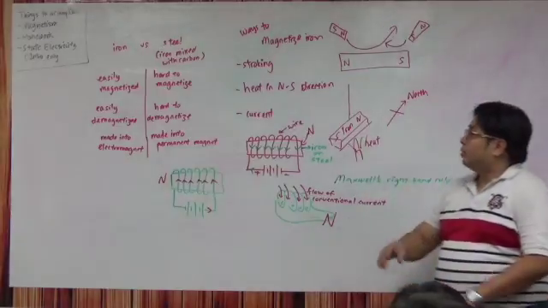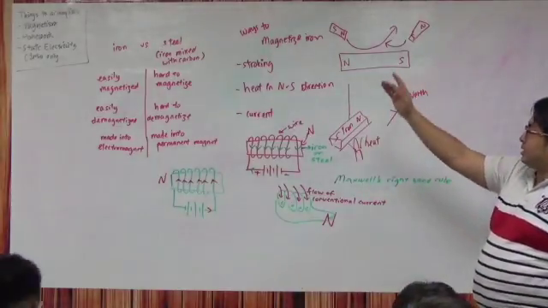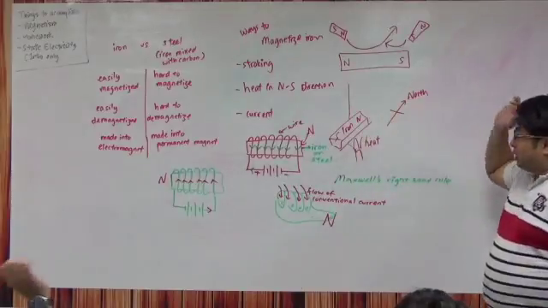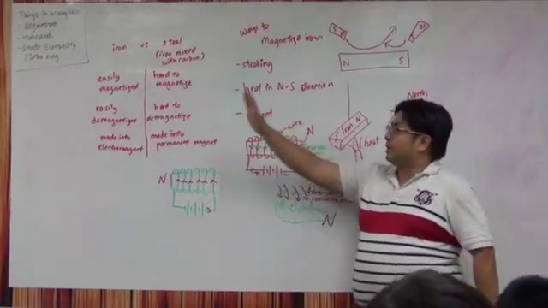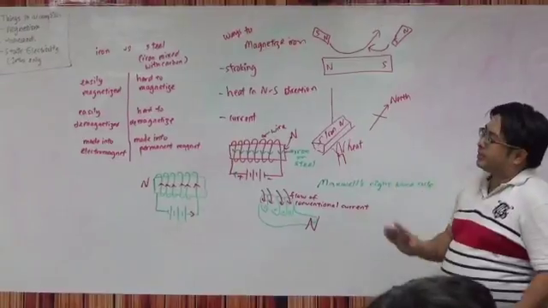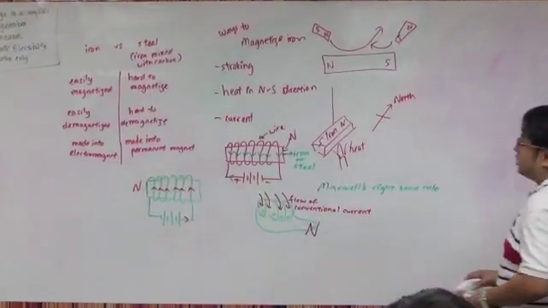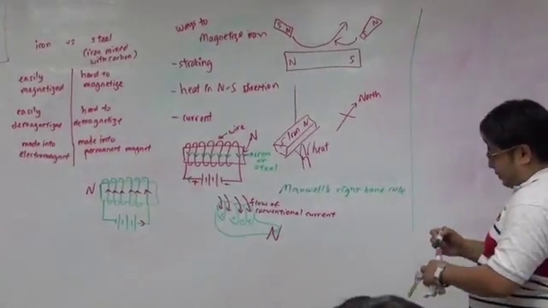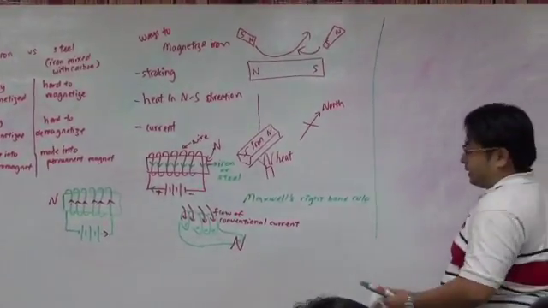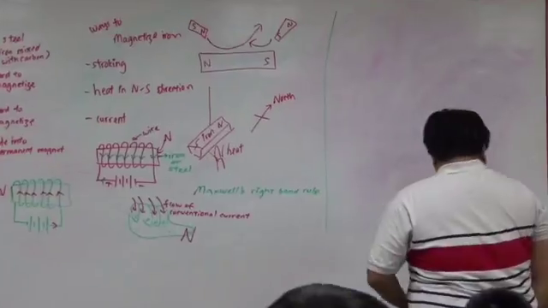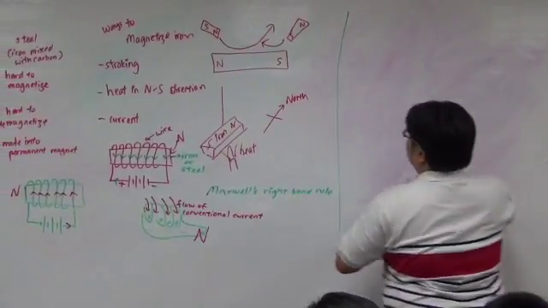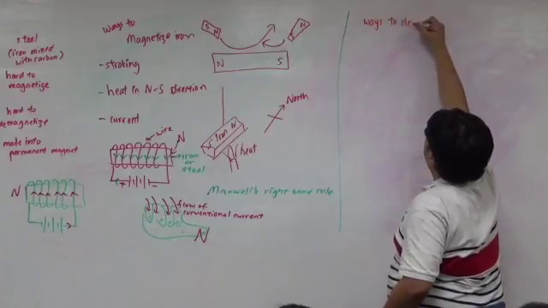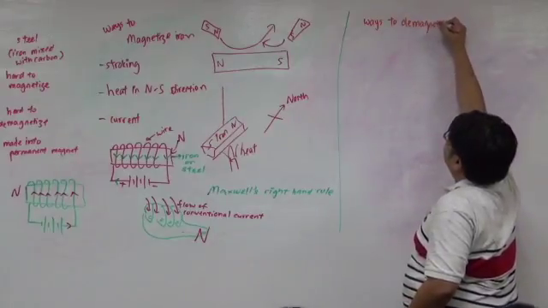So basically, whether it's iron or steel, you can magnetize them. You can easily magnetize and demagnetize iron. Now let's move on to the ways of demagnetizing a magnet. Heat, dropping it, hitting it with a hammer.